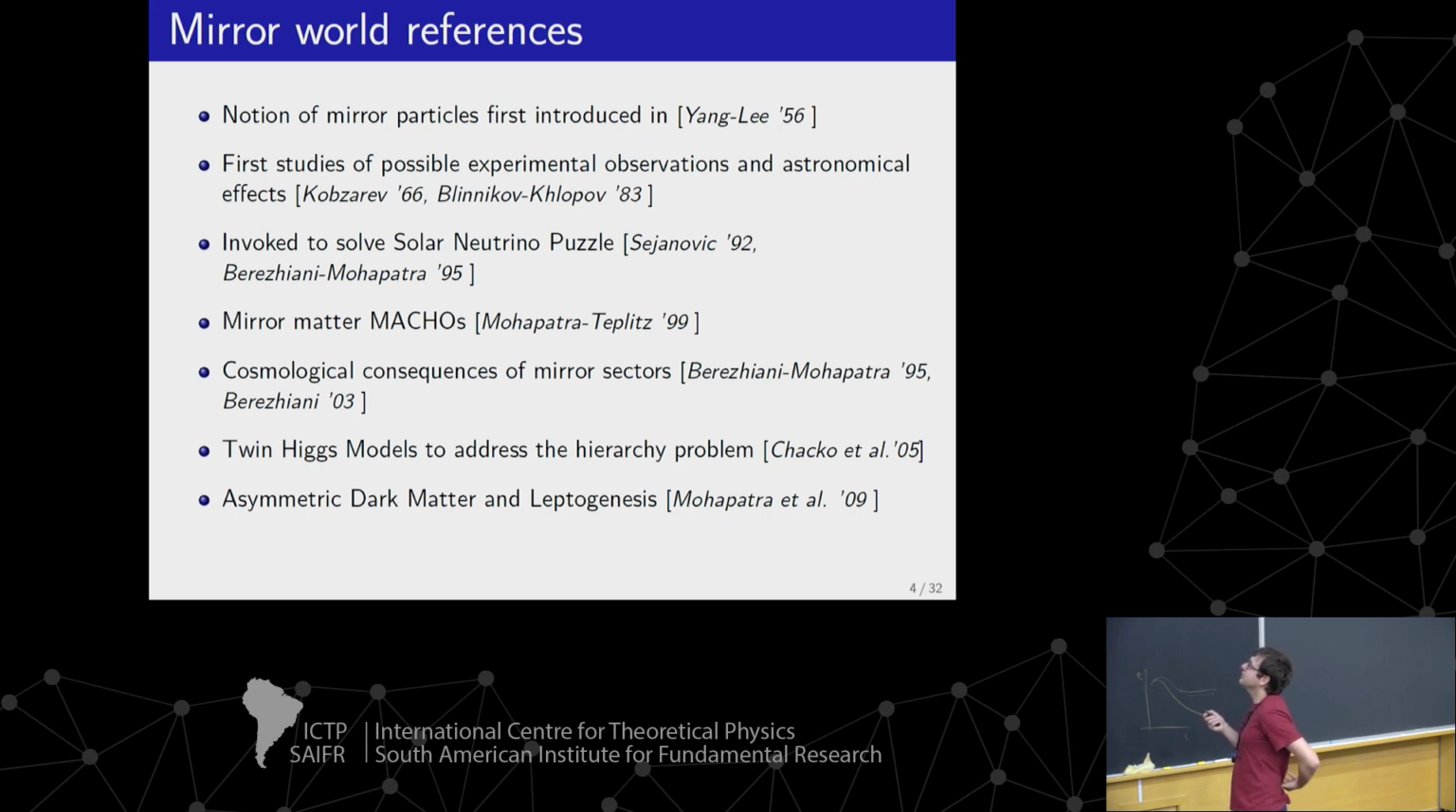Then this concept was invoked a bit later, in the 90s, as a possible explanation to solve the solar neutrino puzzle, by Foot, Volkas, Berezhiani and Mohapatra in the 90s. Then studies to explain the observed MACHOs by Mohapatra and Teplitz, also in '99, were trying to explain them as made of mirror particles. Then cosmological consequences of the mirror sector were studied by Berezhiani and Mohapatra in '95, and also Berezhiani, who has done a lot of work on this. Then in the early 2000s, the Twin Higgs model came out to address the hierarchy problem, and in Twin Higgs you need a mirror world, by Chacko et al. And then asymmetric dark matter and leptogenesis in this kind of model by Mohapatra et al.